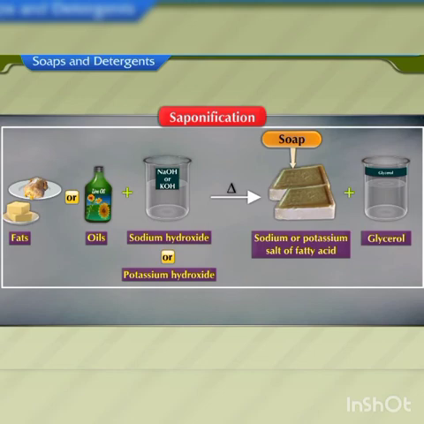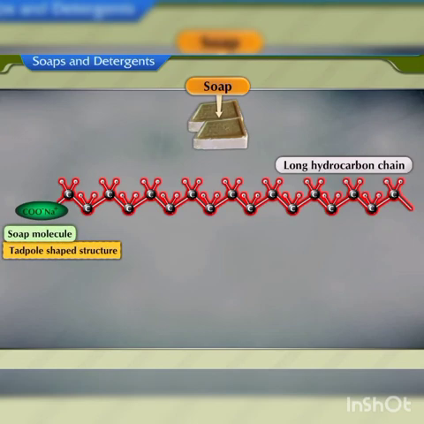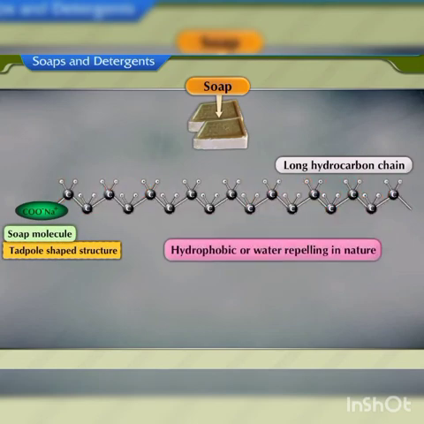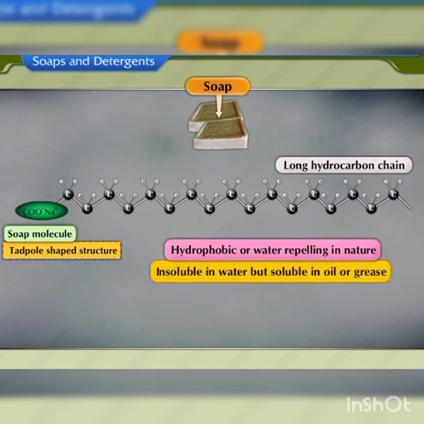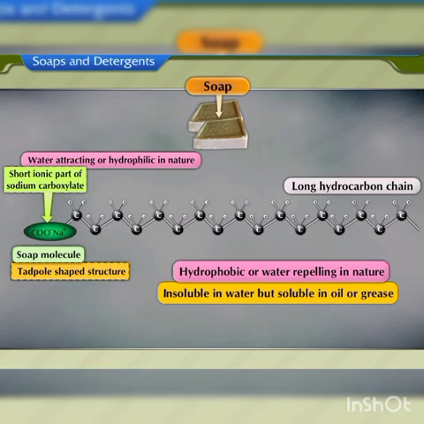Let us understand the structure of a soap molecule. The soap molecule has a tadpole-shaped structure. At one end of the soap molecule is a long hydrocarbon chain, which is hydrophobic or water-repelling in nature. This end is insoluble in water but soluble in oil or grease. At the other end is the short ionic part of sodium carboxylate. This end is water-attracting or hydrophilic in nature and hence soluble in water but insoluble in oil or grease.